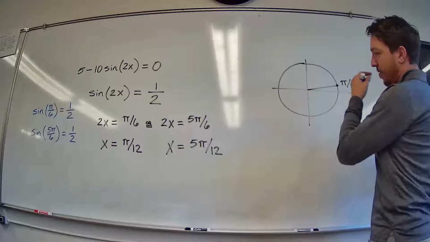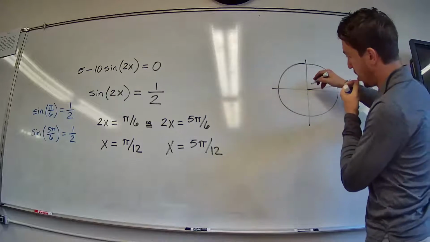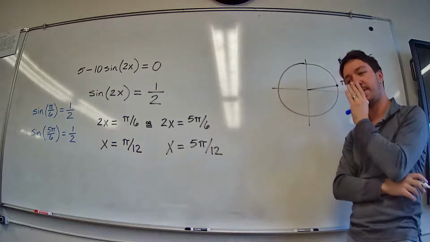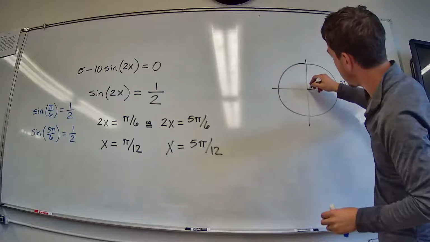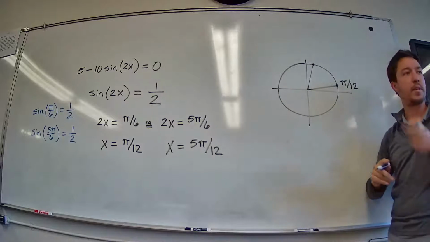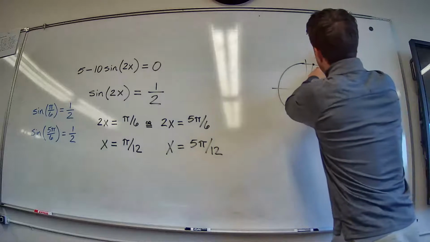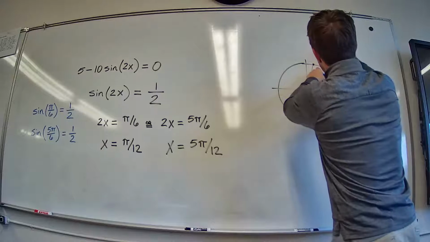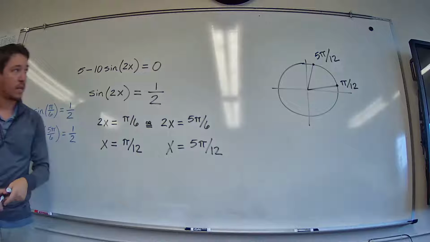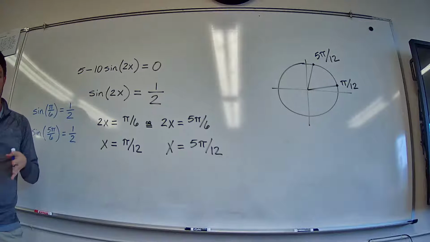Anyway, so where's 5 pi over 12? Well, 6 pi over 12 would be half pi. So we must be just a little bit shy of 90 degrees, right? How many degrees is this? 75. Right, is there confusion or?